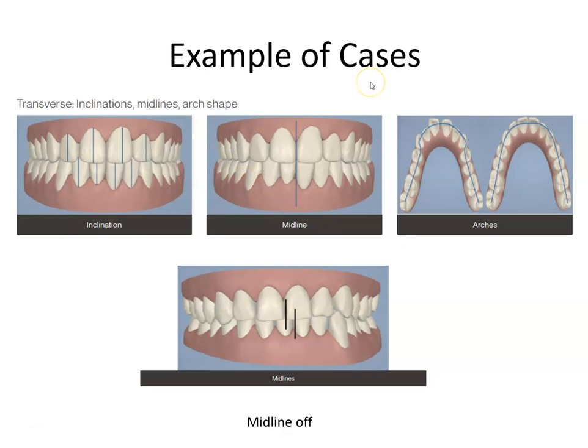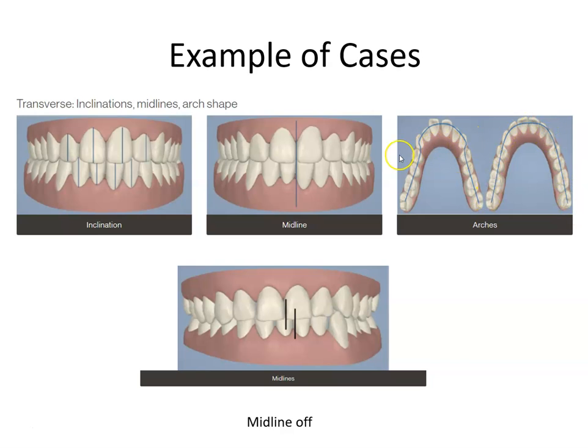Now let's look at a few case examples. When we look at these pictures on top, what we're doing is we're looking at the midline. We're looking at the inclination of teeth where they're positioned. We're looking at the arch form. Now this is the ideal arch form, horseshoe shape.